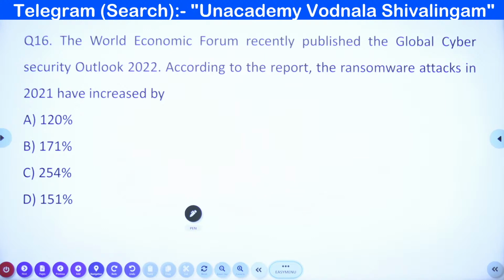The World Economic Forum recently published the Global Cybersecurity Outlook 2022 report. According to this, ransomware attacks in 2021 have increased by what? How much percentage?